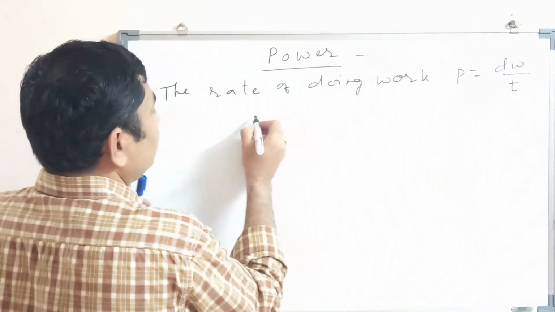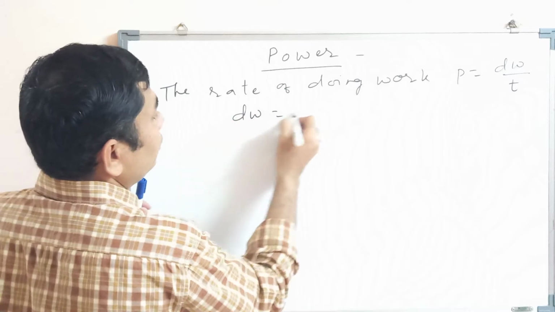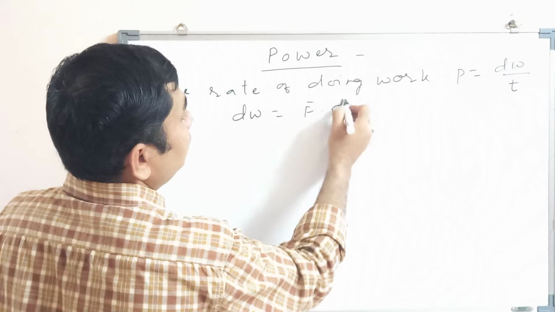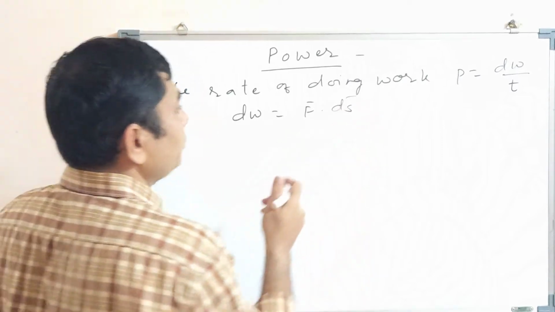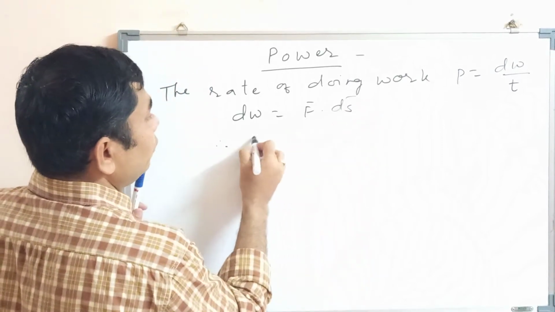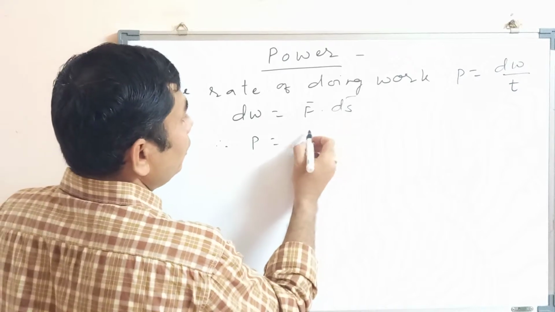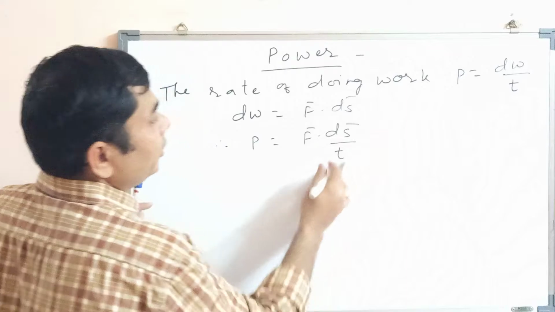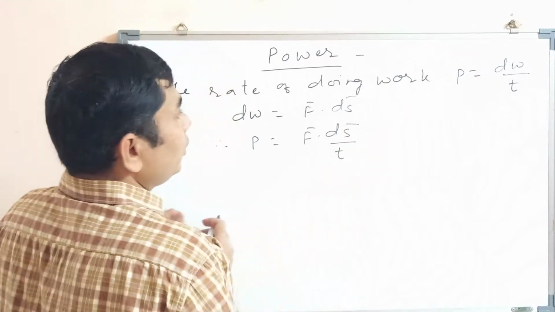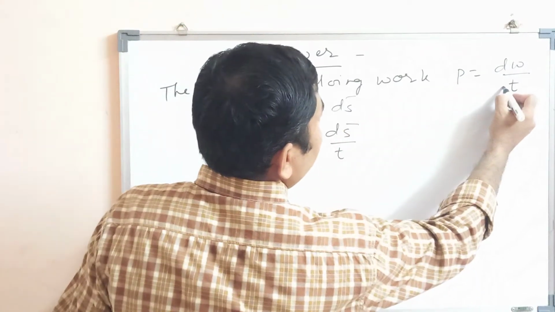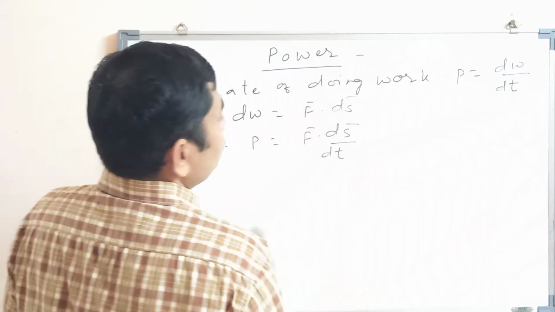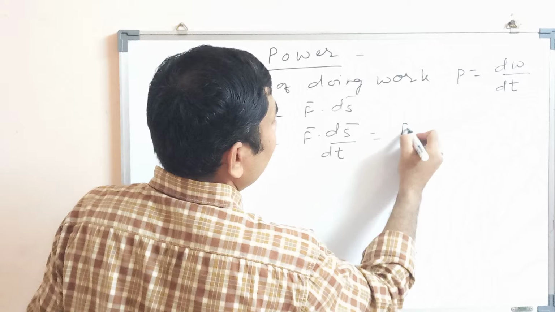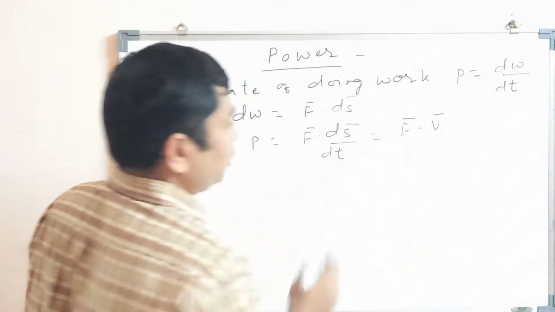So you know that dW is equal to F vector dot ds vector, that is force dot displacement. Therefore P will be equal to dW, that is F vector dot ds vector divided by t. Now ds by t will be equal to what? ds by dt, right? So ds by dt is the velocity, therefore this will be equal to F vector dot v vector.